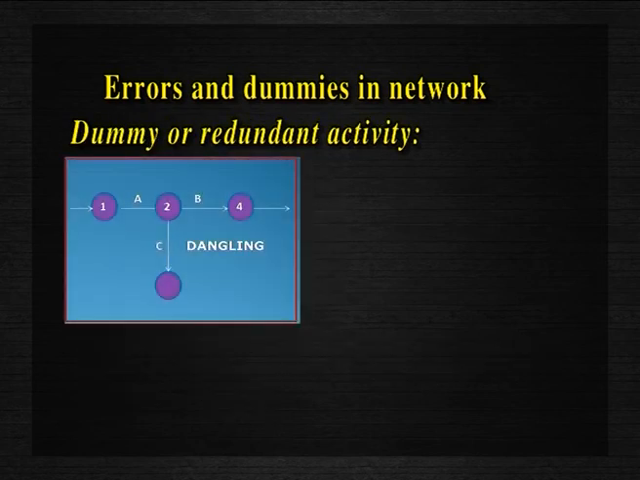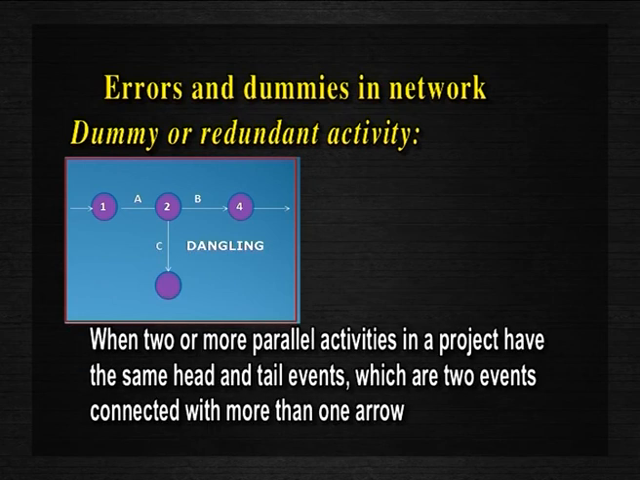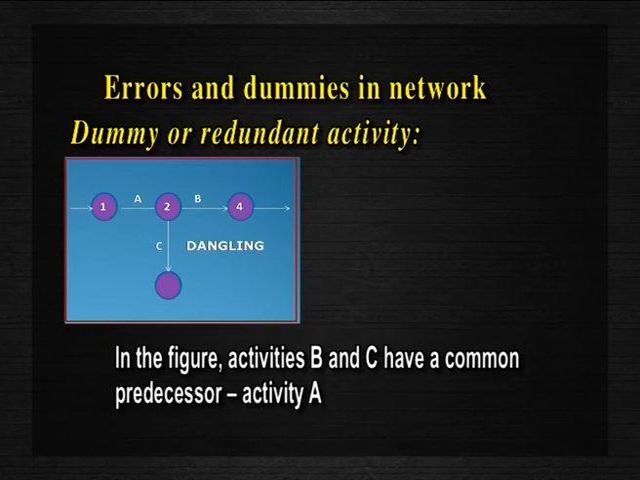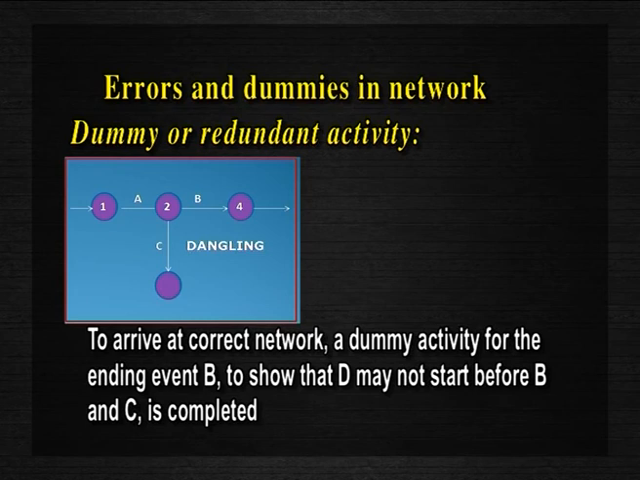Now coming to dummy or redundant activity. The following are the two cases in which the use of a dummy activity may help in drawing the network correctly as per the various rules. When two or more parallel activities in a project have the same head and tail events, which are two events connected with more than one arrow. In the figure, activities B and C have a common predecessor, that is activity A. At the same time, they have activity D as a common successor. To arrive at the correct network, a dummy activity for the ending event of B may show that D may not start before B and C are completed. This is shown in the figure.